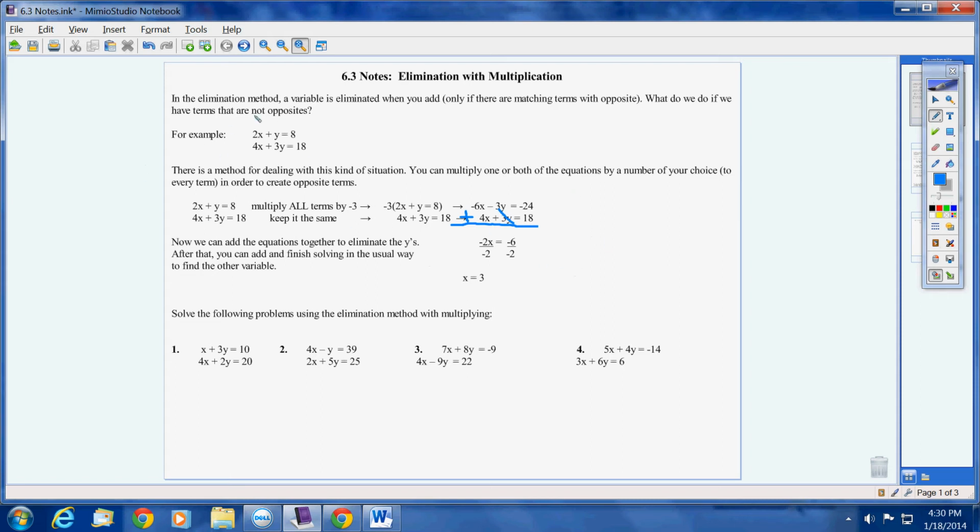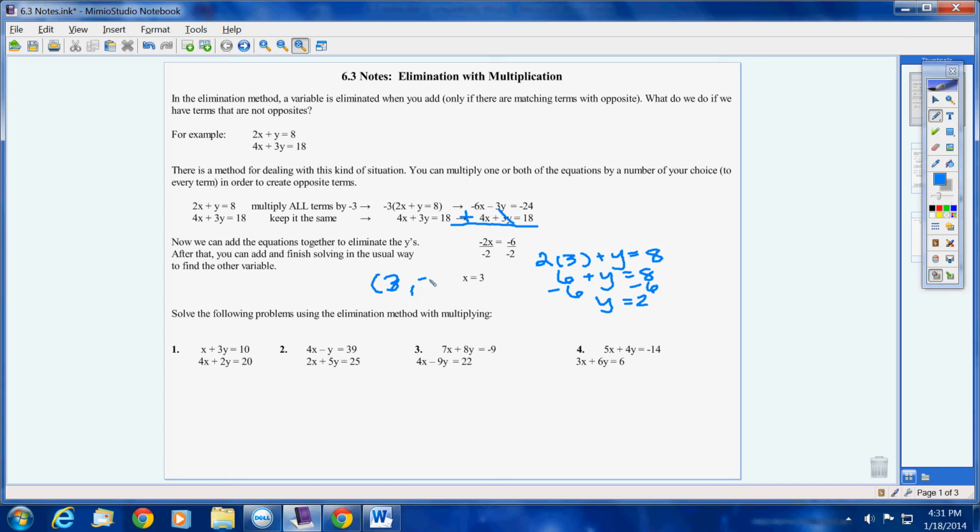That would be to go back to the two equations and pick one to substitute in 3. I'm going to pick the top equation. It's going to be 2 times 3 plus y equals 8. That gives me 6 plus y equals 8. Subtract 6 from both sides. y equals 2. So our solution for this system of equations is (3, 2). That means those two lines are going to cross each other at (3, 2). Remember, our solution is the point of intersection.